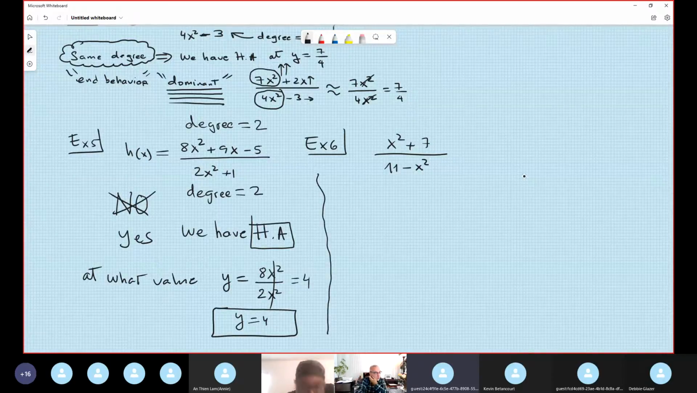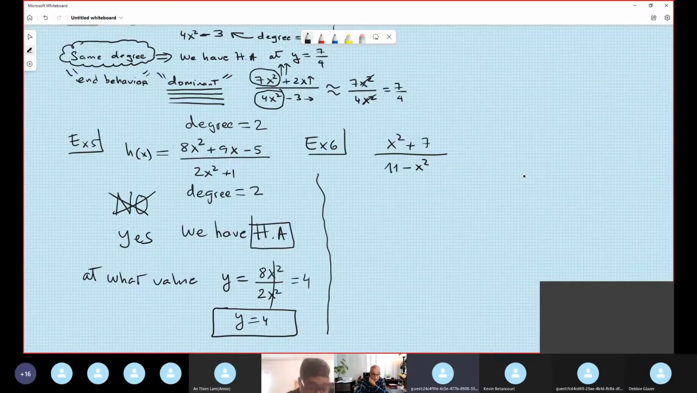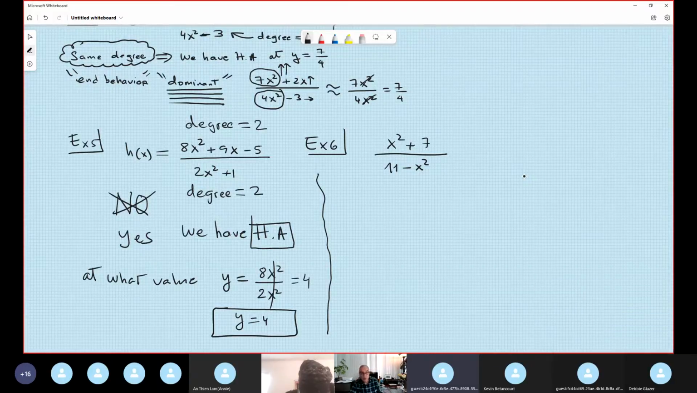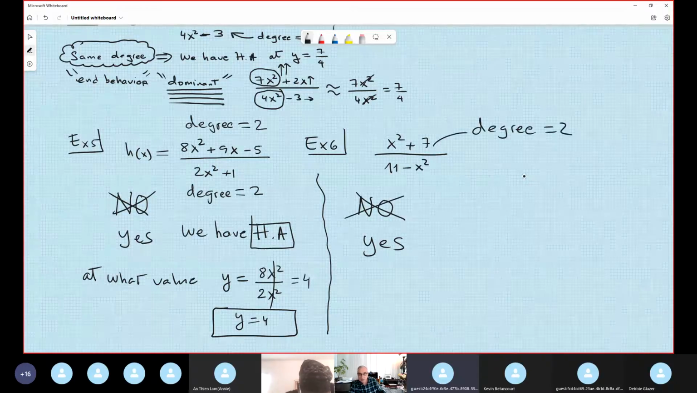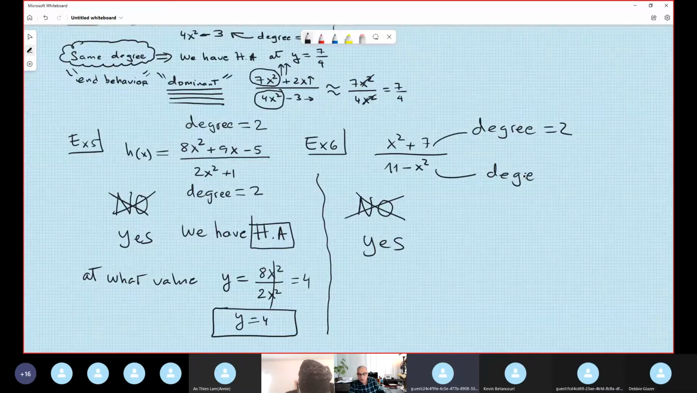Answer me, please. Are you clear or confused? Because this is complicated. I promise this is just the beginning. I promise I want to complicate more. No, I don't want to. But it's mathematics. Okay. Who helped me with the second example? Example 6. Who helped me? The answer is yes or no. We have horizontal. Yes. Super. Because it's the same degree. Exactly. Degree of this guy is 2. Degree of this guy is 2. She said yes. Amazing.